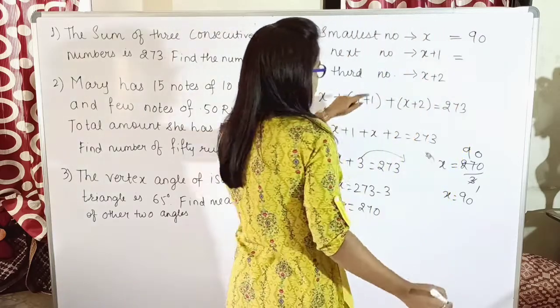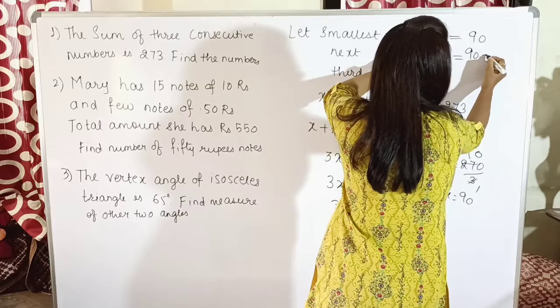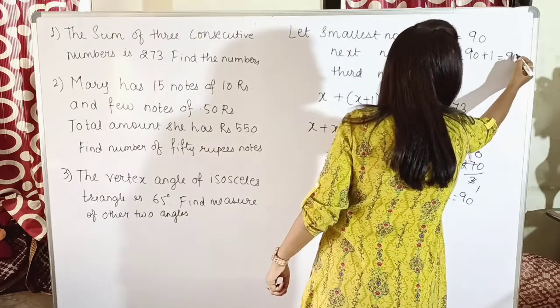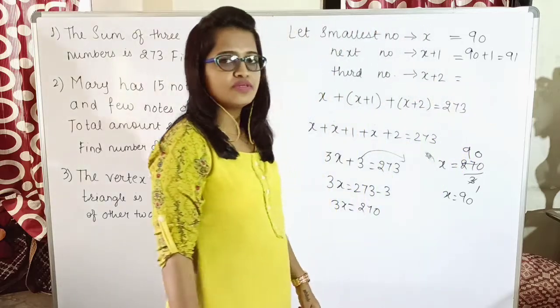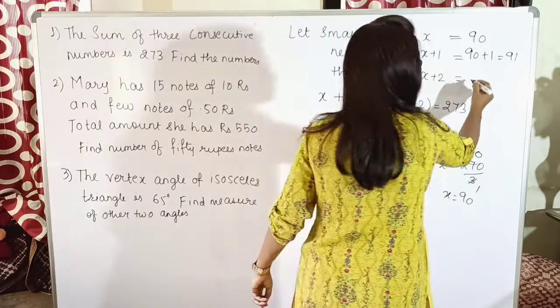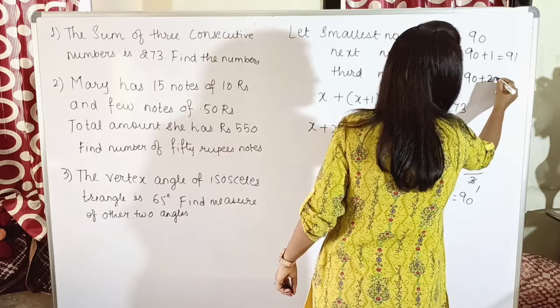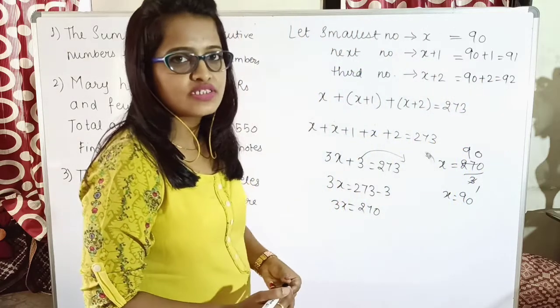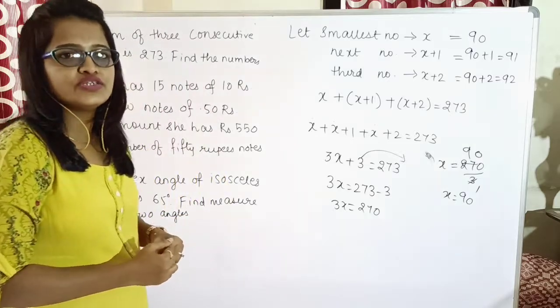So which will be our next number? It is 90 plus 1. Why? Because x value is 90, which gives me 91. Whereas what is my third number? That is 90 plus 2, which is nothing but 92. So the last statement would be: the three numbers are 90, 91 and 92.